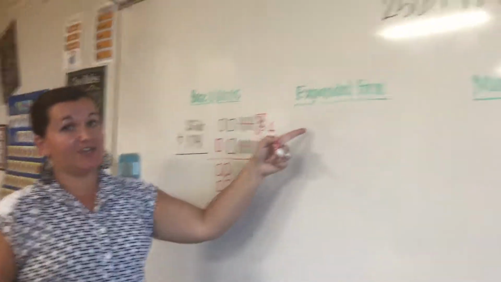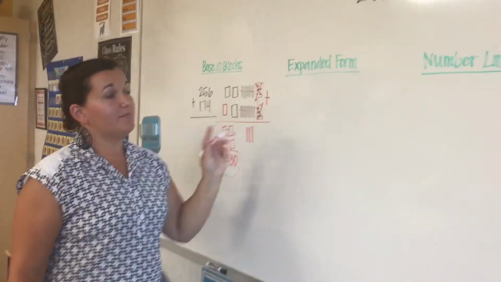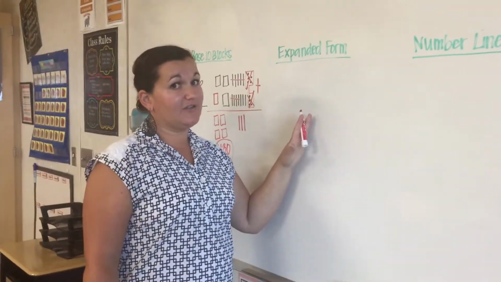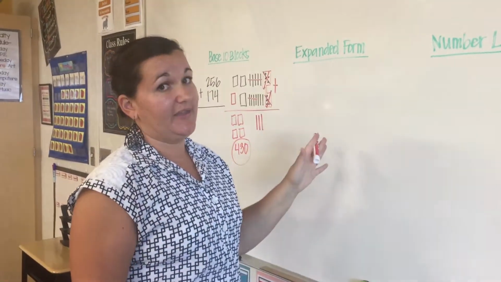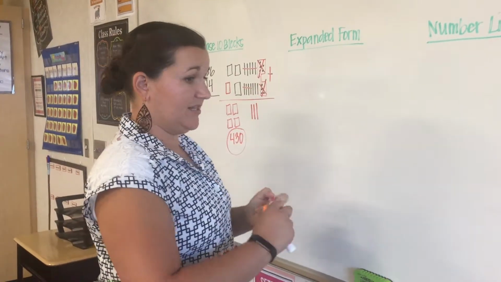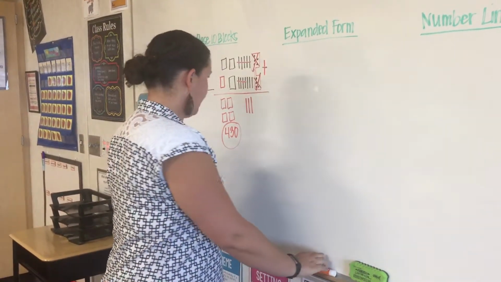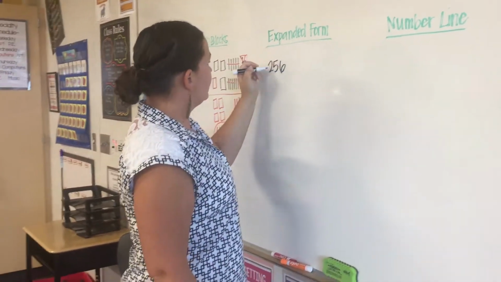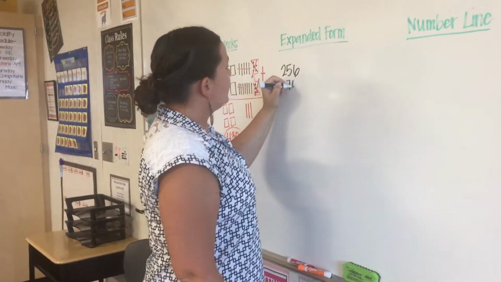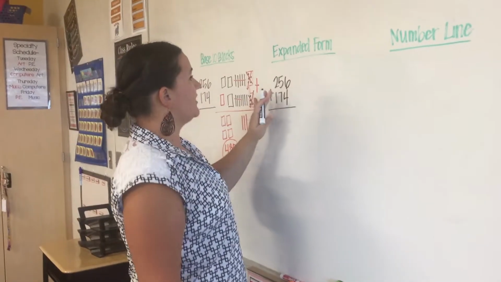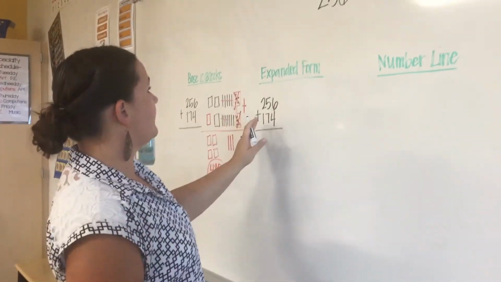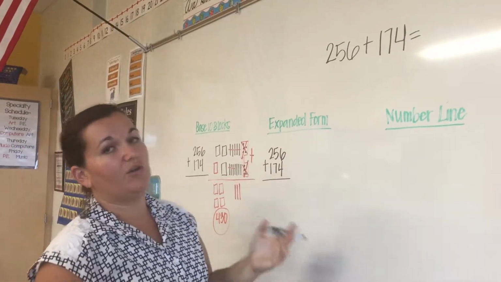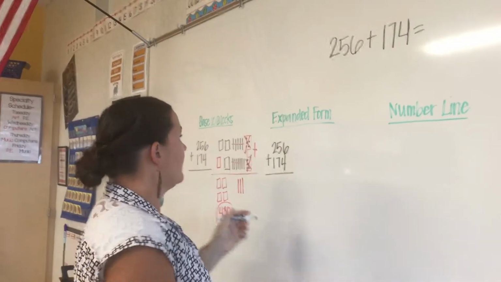Awesome. Let's check it using expanded form. By the way, guys, expanded form is my favorite strategy, so I do tend to pick that one a lot when I use it in class. So let's take our equation again, 256 plus 174. I just got to check. I always want to make sure I'm copying the right equation or I'll end up with a different answer. So I am right.